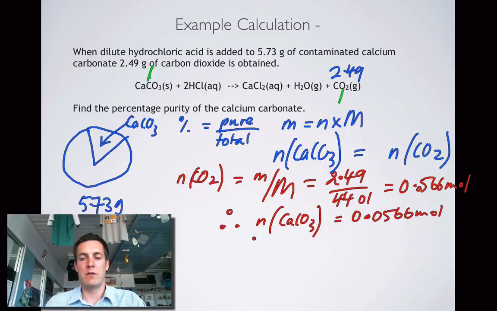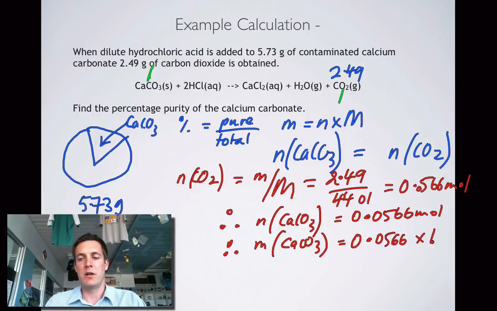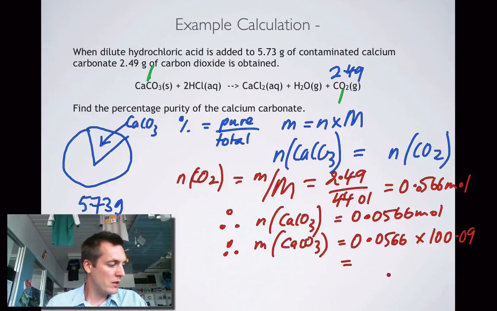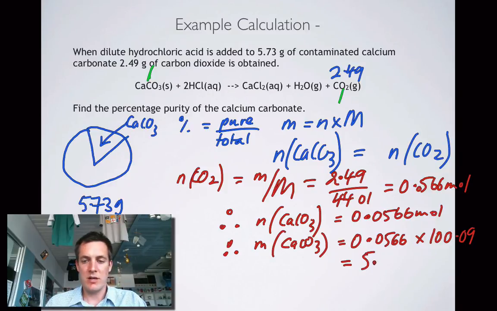And we can go ahead and find the mass of calcium carbonate by saying it is the number of moles times the molar mass, so that's 0.0566 multiplied by 100.09. And what does that equal? That equals 5.66 grams. Not surprisingly, it's quite close to that. So 5.66 grams of this 5.73 is calcium carbonate.